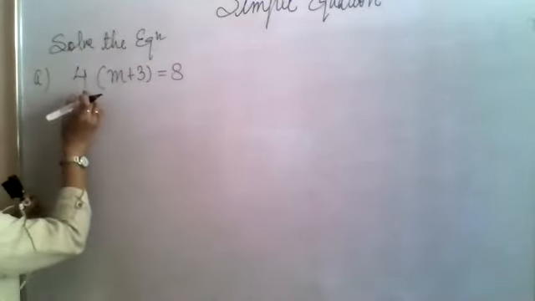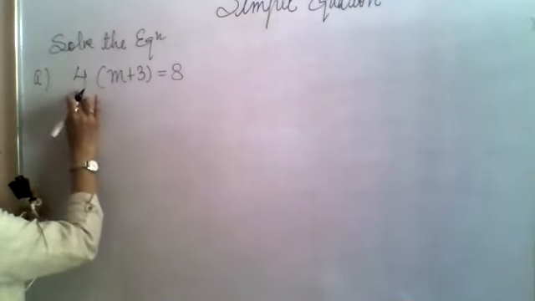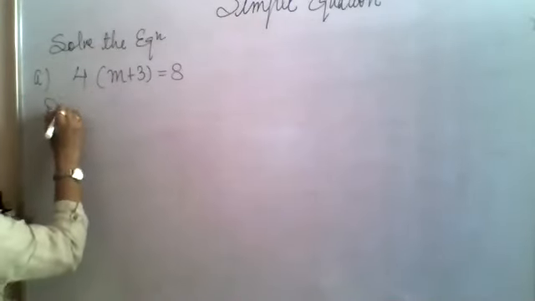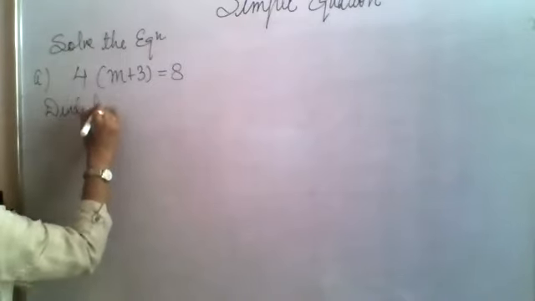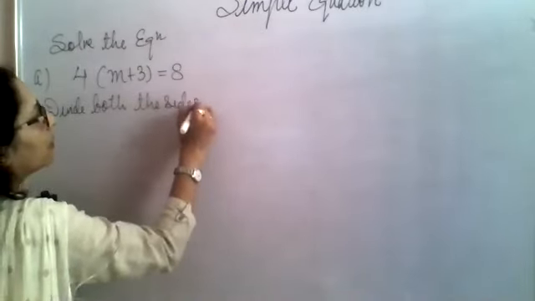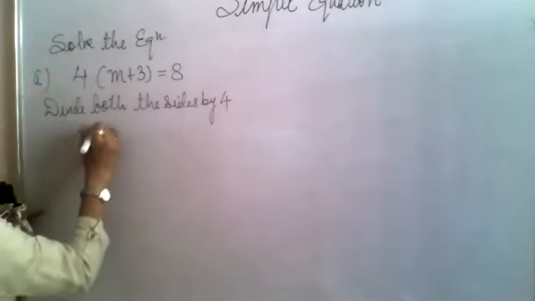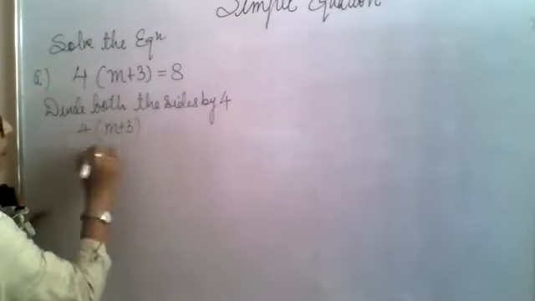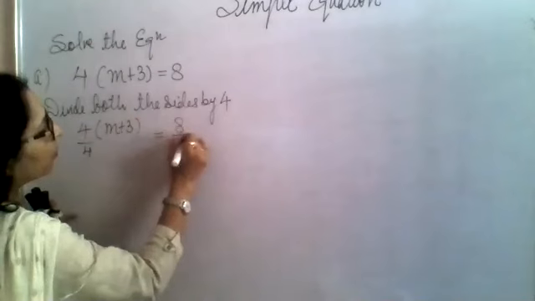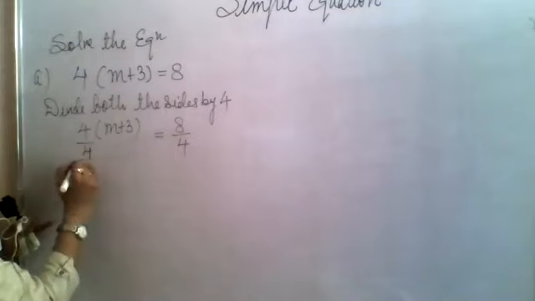You will observe this 4 with this bracket is in multiply. Relationship between 4 and m plus 3 is multiply. So you will divide both the sides by 4. Let's see what will come. I'm just dividing: 4m plus 3 divided by 4 equal to 8 upon 4.